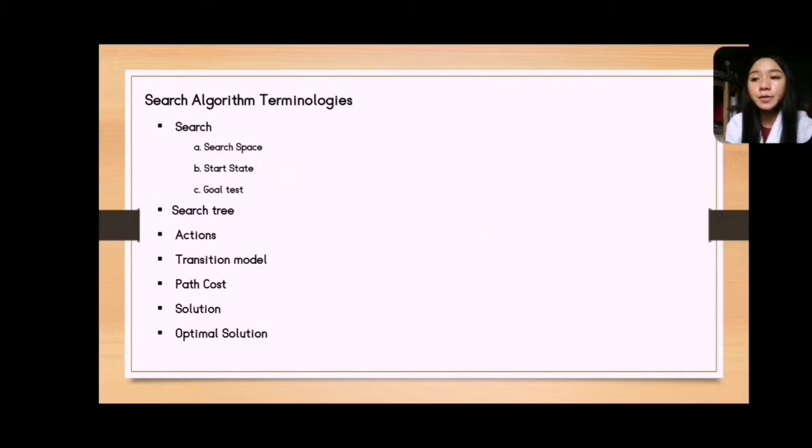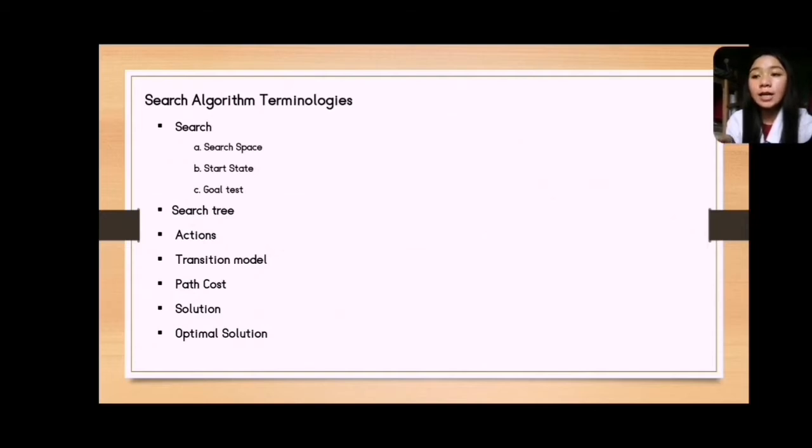Search algorithm terminologies. Search is a step-by-step procedure to solve a search problem in a given search space. A search problem consists of search space, start state, goal test. Search space represents a set of possible solutions in the system. Start state, it is the state from which the agent starts searching. Goal test, it's a function that observes the current state and returns whether the goal state is achieved or not.